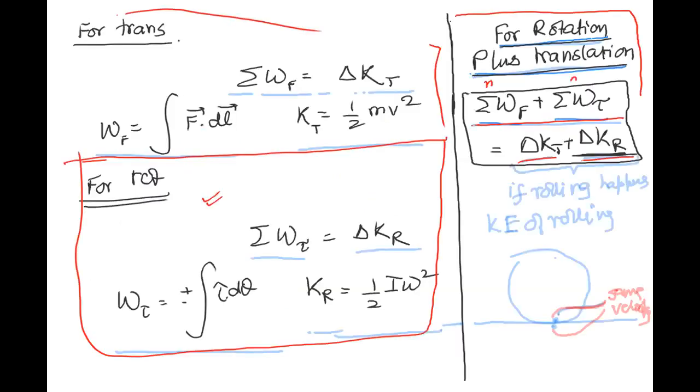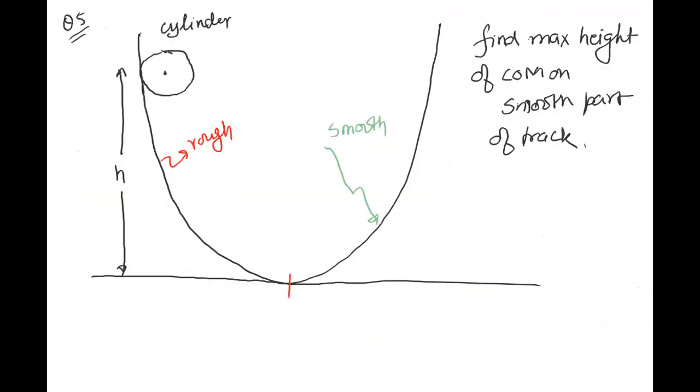So it is only because of this that this may happen. Only because of this that this may happen. So if this suddenly becomes zero, then this also becomes zero. But remember what I'm writing, delta KR becomes zero. That means the change in kinetic energy of rotation becomes zero. Rotational kinetic energy itself does not become zero.